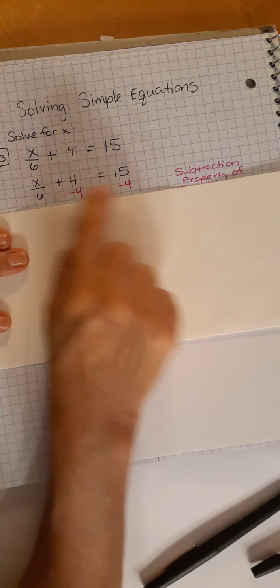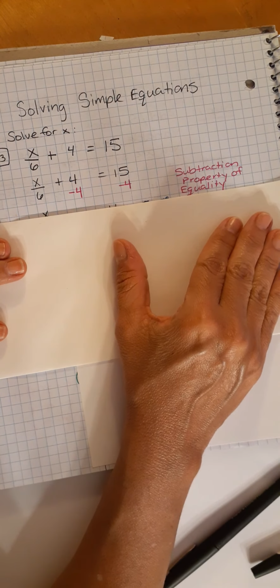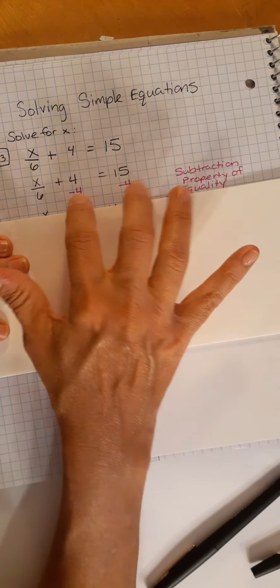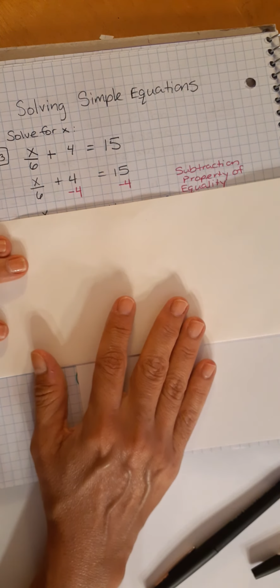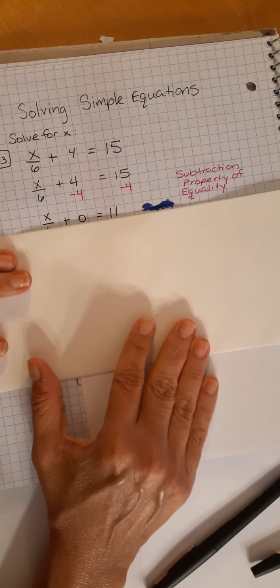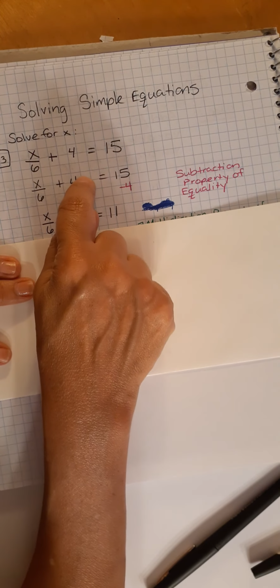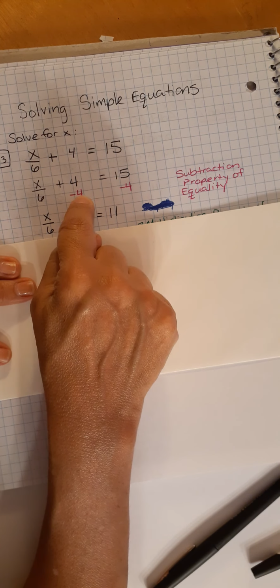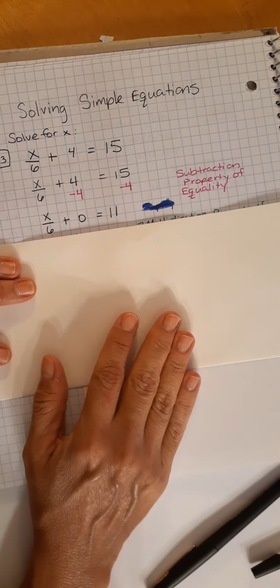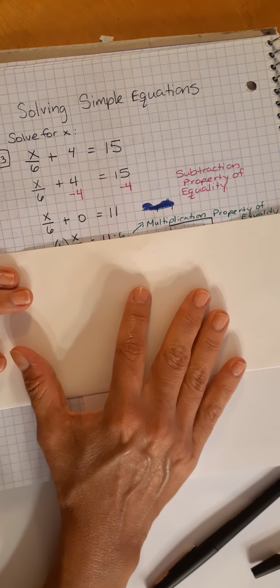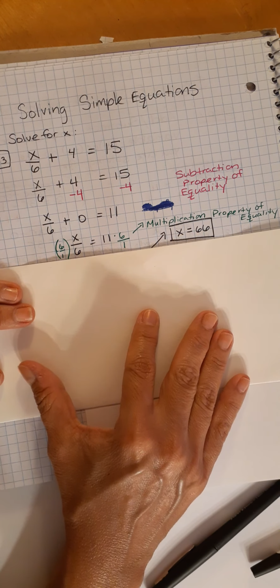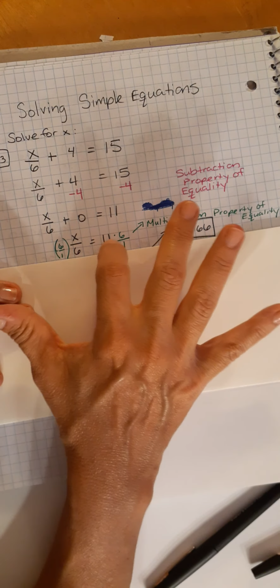Since I subtracted, that's the subtraction property of equality that we used. So we did it to both sides. Next step, we get x divided by 6 plus 0 equals 11. 4 minus 4, I have $4. I pay $4, I have 0. Now I simplify this a little bit. And I get x divided by 6 equals 11.